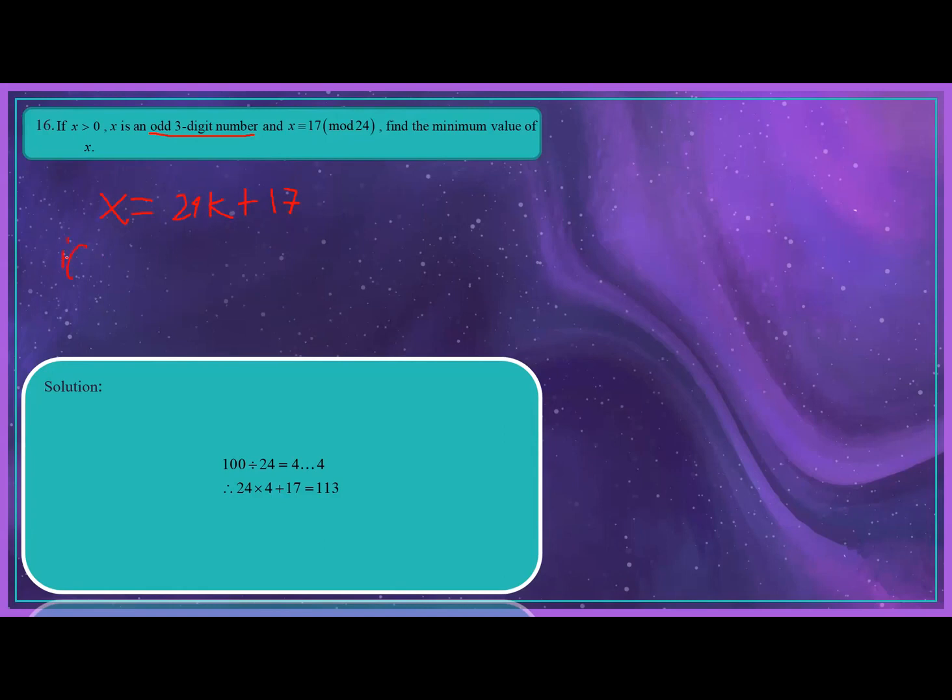So if k is 4, you have x equals 24 times 4 plus 17. Okay, so that would be 113. So you got it now. Your x is 113. So it checks all: x is greater than 0, x is odd, and x is a 3-digit number. So this is just an introductory problem.